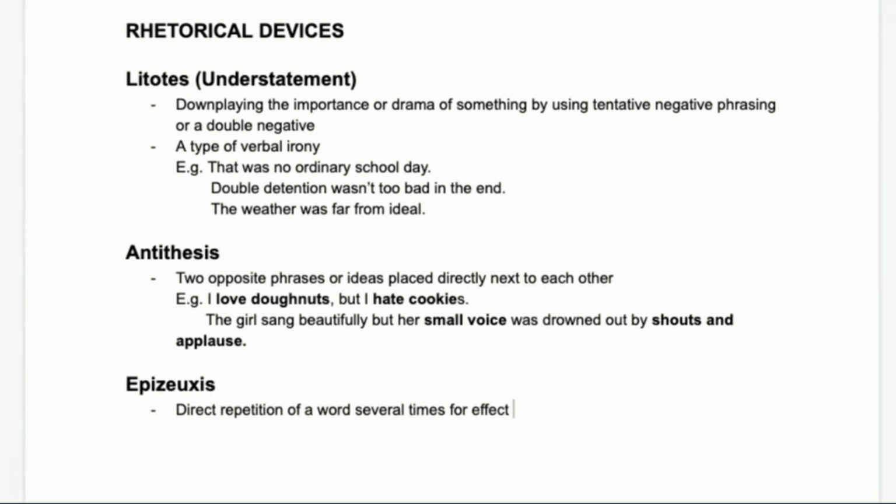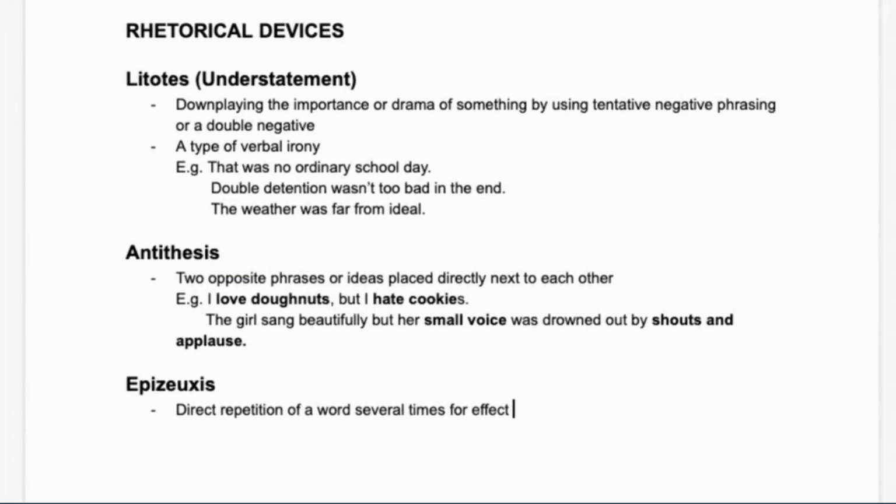Double detention wasn't too bad in the end. Every time we say not too bad, that's an example of litotes. So if something is not too bad, it means it's not good. It's very weird, isn't it, the way that we say that? It means it's not exactly good, but it's not as bad as you thought it could be. So again, understatement, downplaying any kind of extreme emotion.